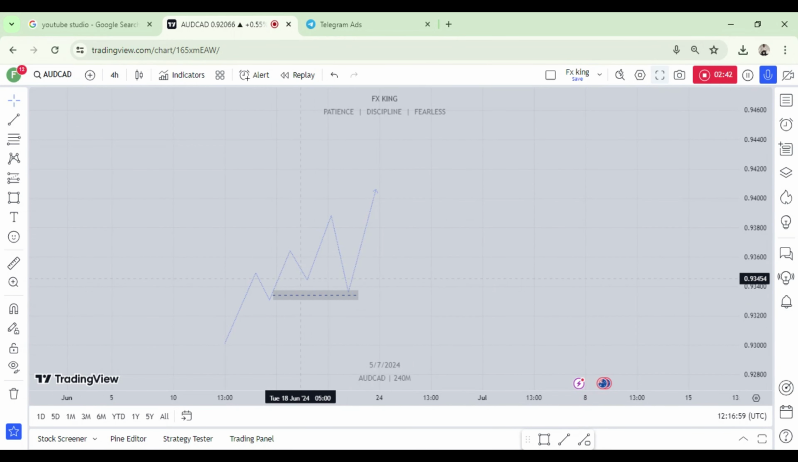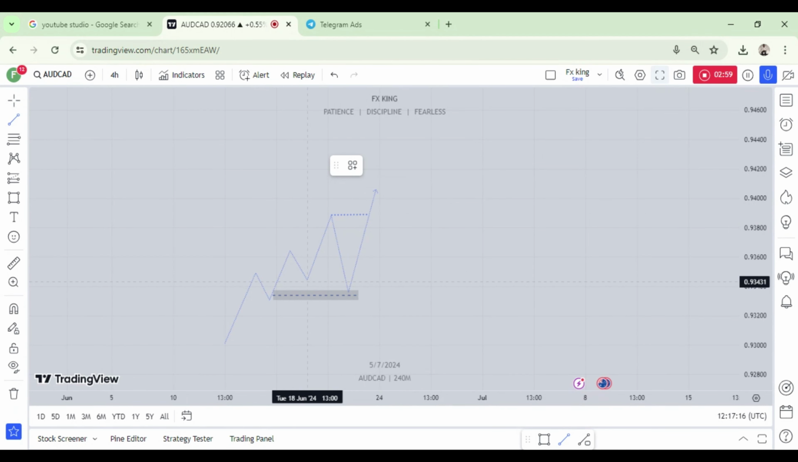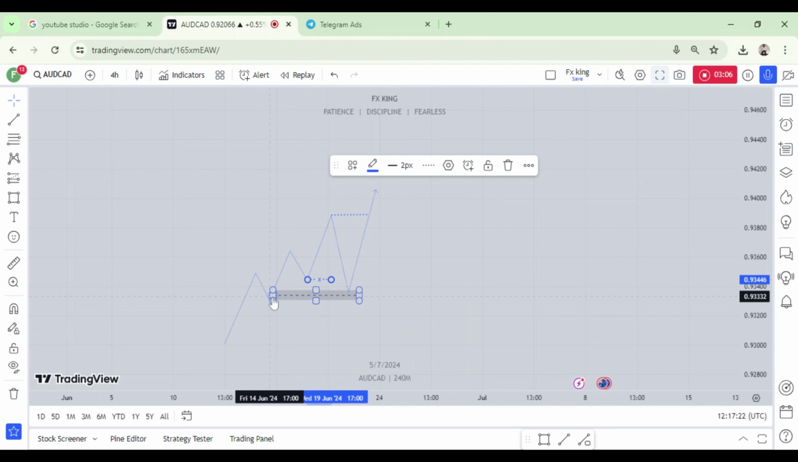Now, also, what has this inducement created here? If you look according to the principles of a valid break of structure in true SMT, this zone here is our valid break of structure. So this inducement level has not only given us a valid entry criteria, it has also given us a valid break of structure.